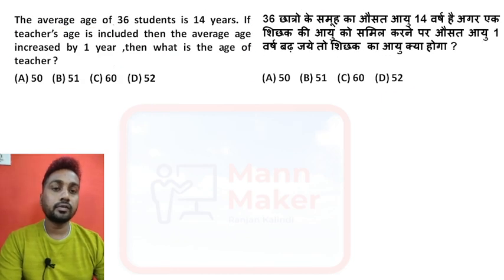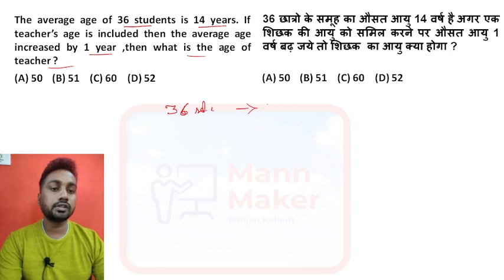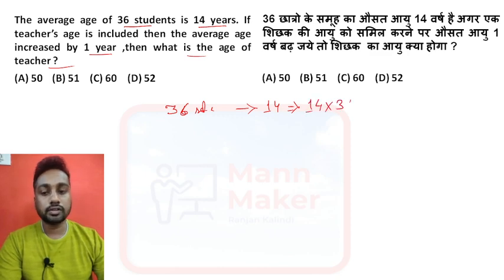Now again for the next question, the average age of 36 students is 14 years. If the teacher's age is included, then the average age increased by 1 year. Then what is the age of the teacher? Okay, so first see, 36 students are there. So for 36 students, the average age is how much? 14. So we need to convert this in summation form. So 14 into 36, that is equal to 504.